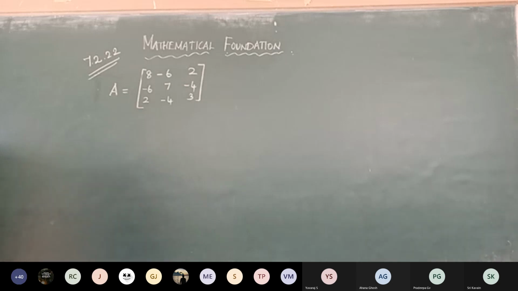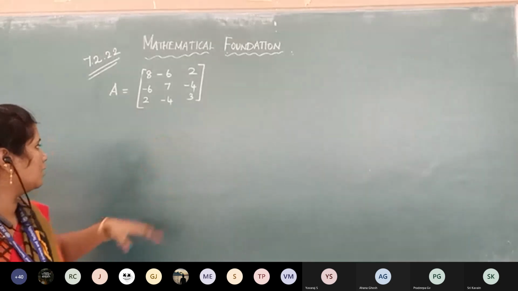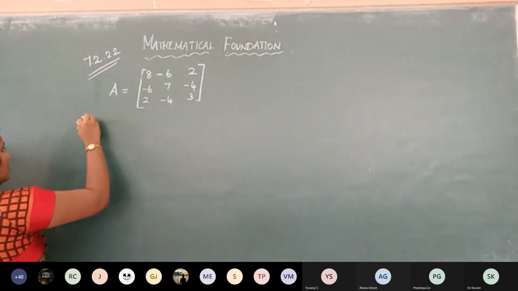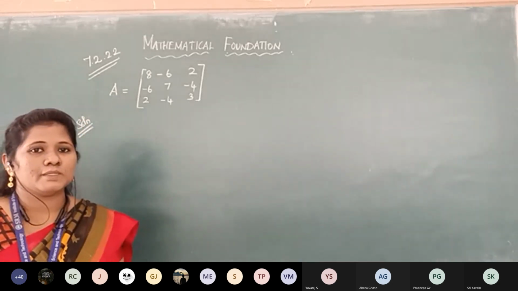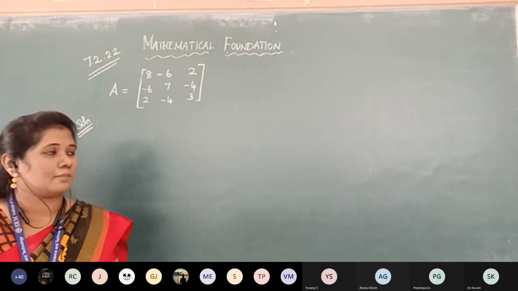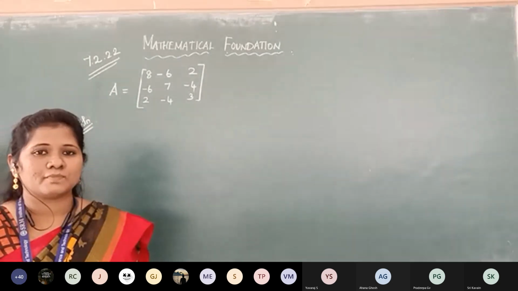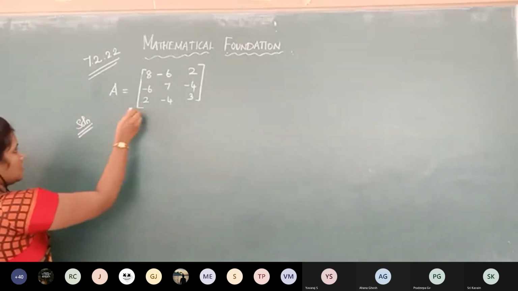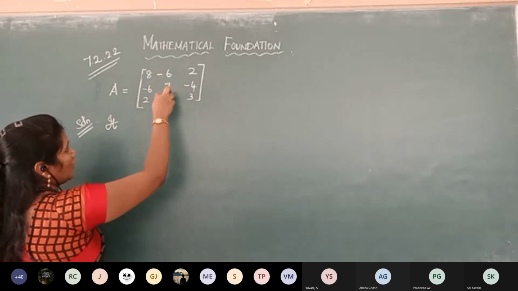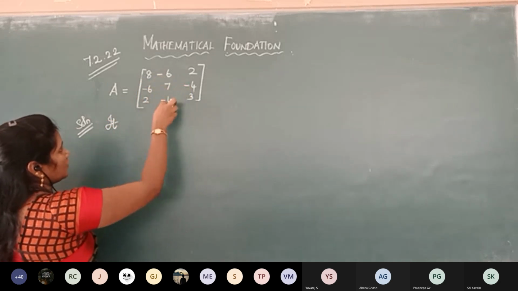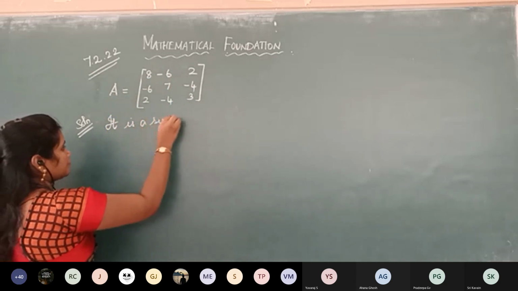Have you already done this problem? If you've done it already, please tell me. So the first step is to see whether it is a symmetric matrix or a non-symmetric matrix. It is a symmetric matrix because A is equal to A transpose. Otherwise, you can see the elements above and below the diagonal: minus 6, minus 6, minus 4, minus 4, and 2, 2. So it is a symmetric matrix.